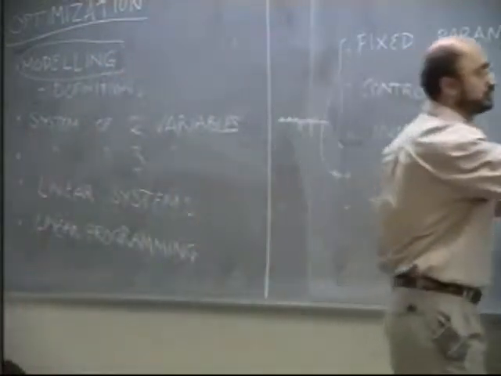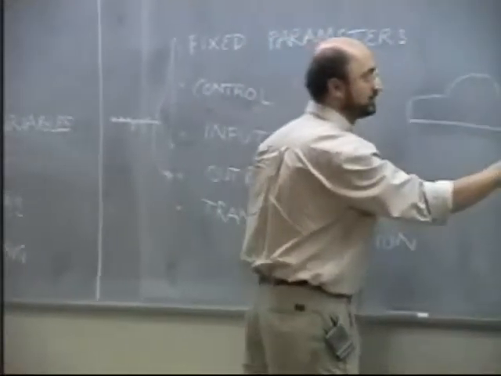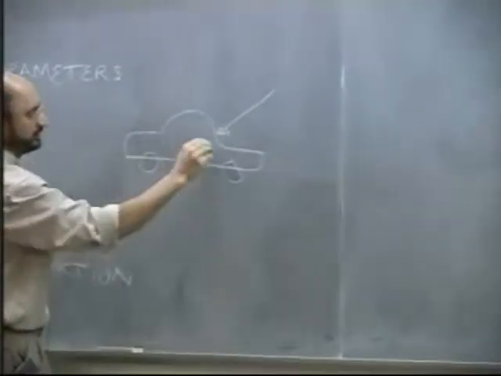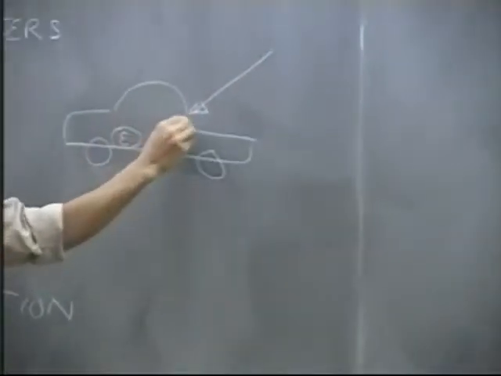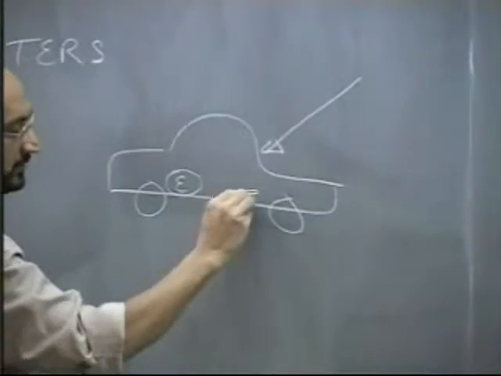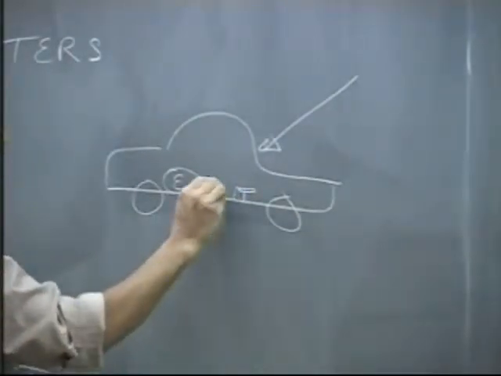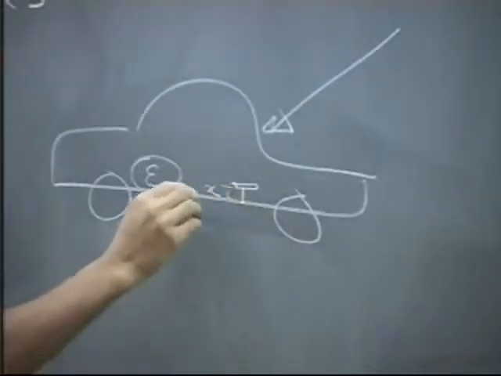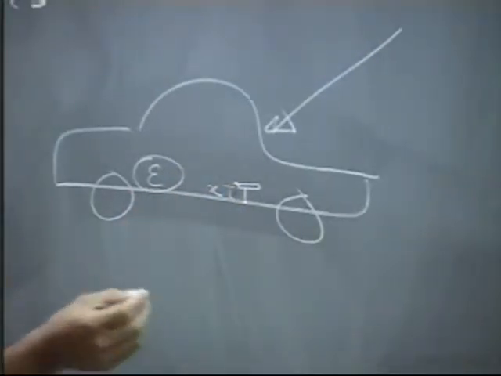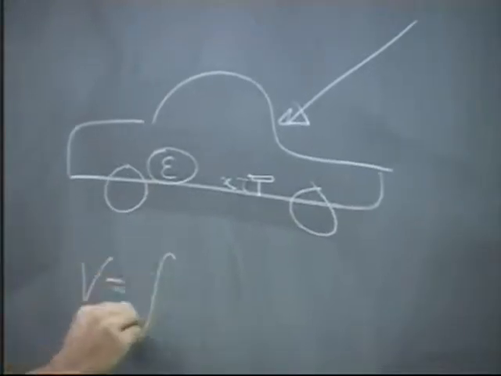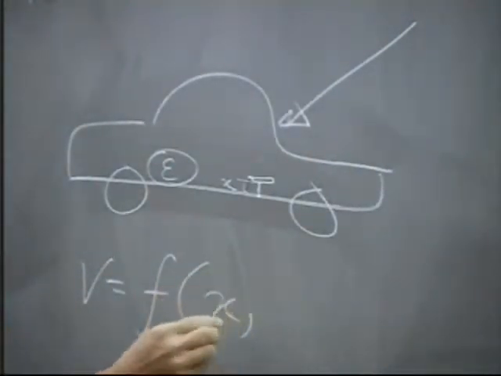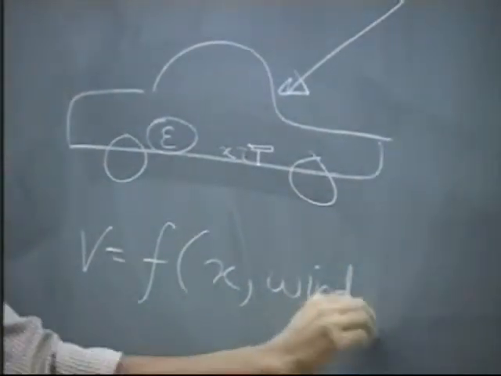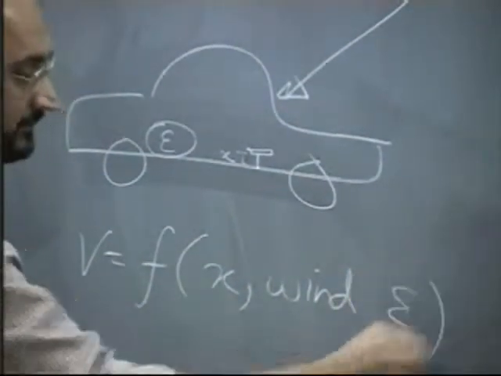So just to kind of show this, here is the car. Let's say the wind is blowing in this direction, and I have some kind of engine over here, E, and I have the accelerator in some position. Let's say this gap is X, how far above the base the pedal is. So basically I'm saying the output velocity V is some function of the accelerator position, the wind velocity, and the engine.